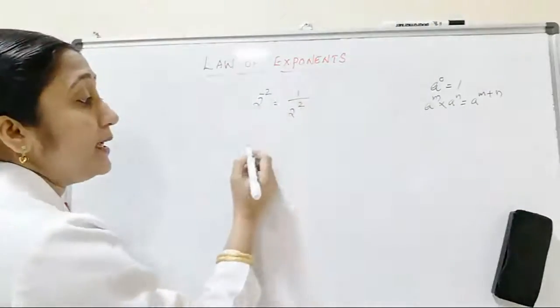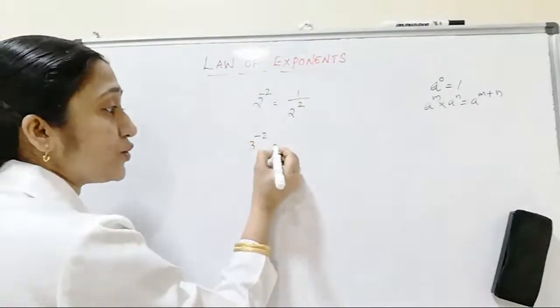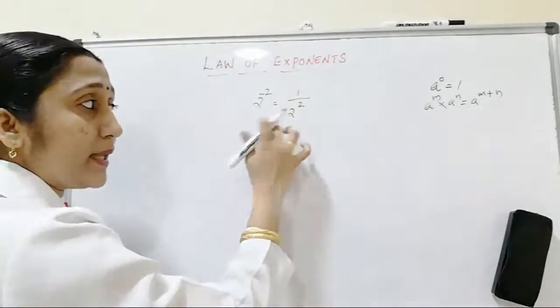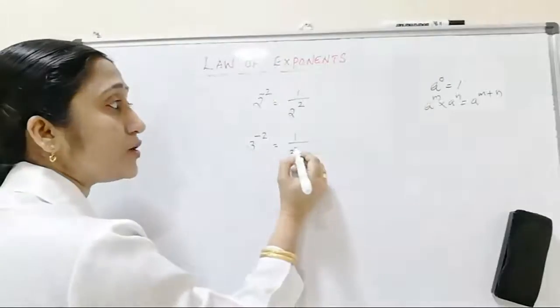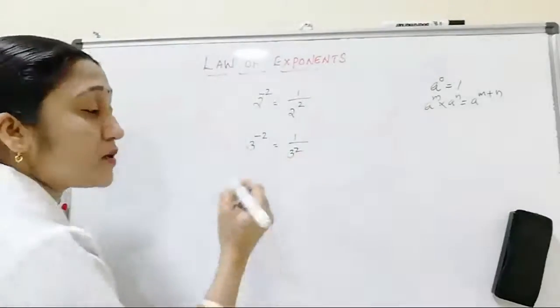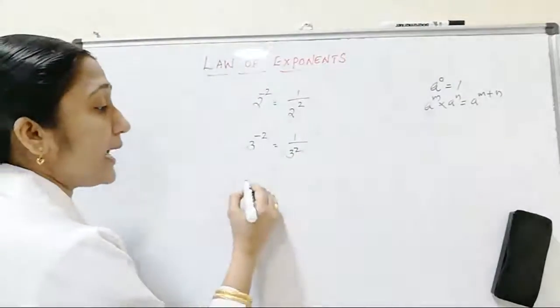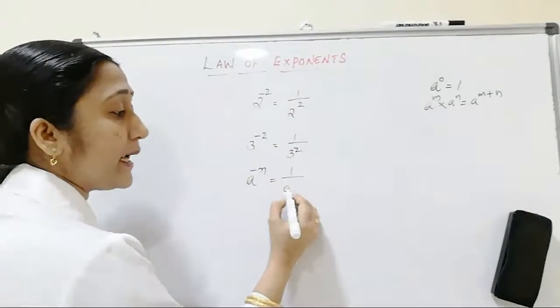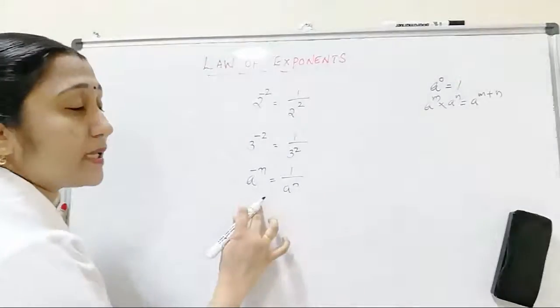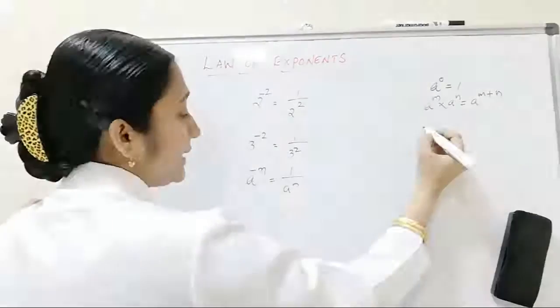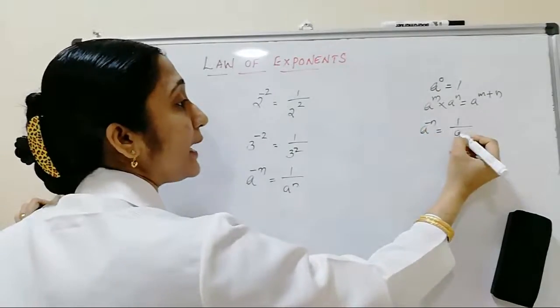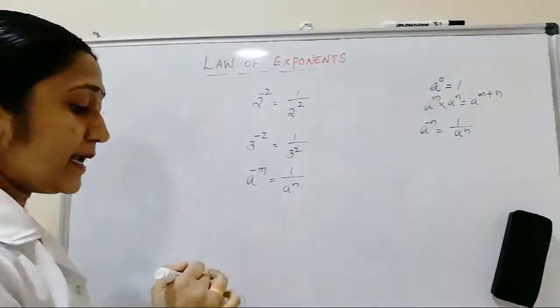Okay, then next, 3 raised to minus 2. What is the value? 3 to the power minus 2 means 1 by 3 raised to 2. So generally we can write a raised to minus n equal to 1 by a raised to n. This is the third identity. So we can write a raised to minus n equal to 1 by a raised to n. Is it clear?